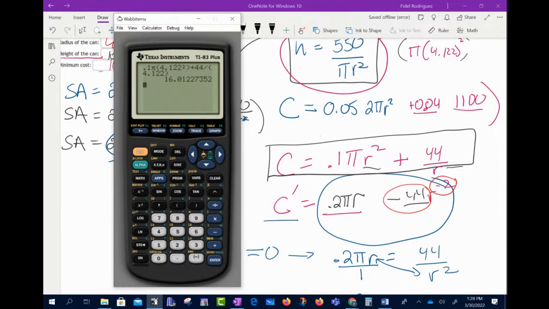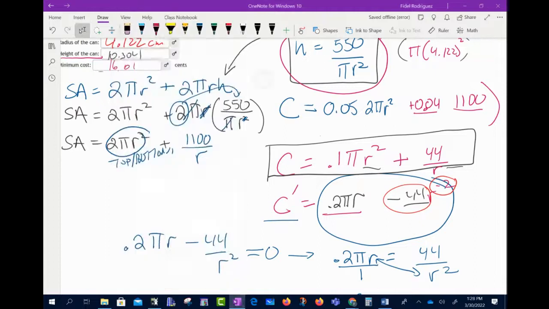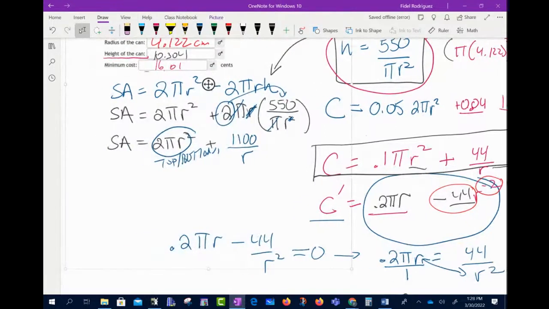You forgot the square? There you go. Okay. So we got our answer and we found that minimum cost.